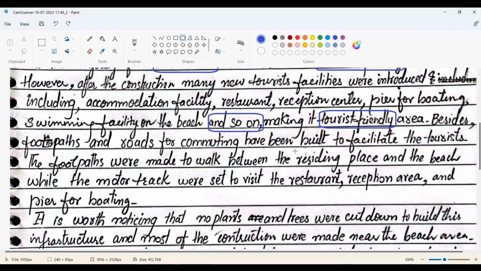Okay. And the beach, while the motor trek was... vehicle trek. Okay, so motor trek or vehicle trek was, right? Yes. Was set to visit the restaurant, reception area and so forth.